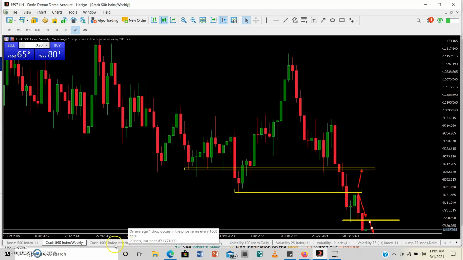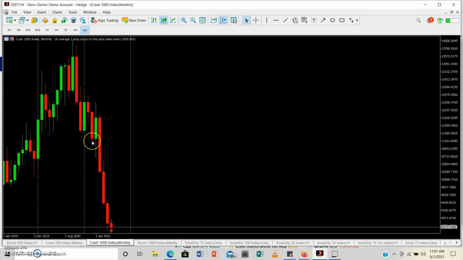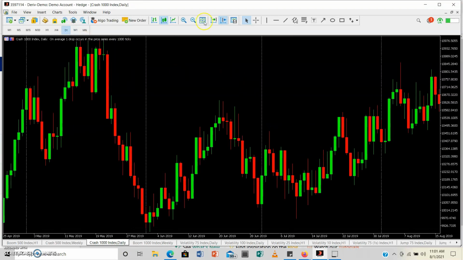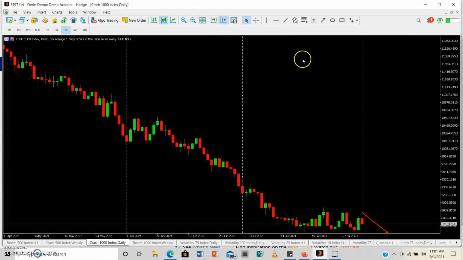Okay, moving on to Crash 1000. We're now in a daily time frame, and we predicted a sell from this point, predicted our sell from this price level, and we're still in that sell. Price has been moving really up and down, but the sell we predicted is this, and it paid off.